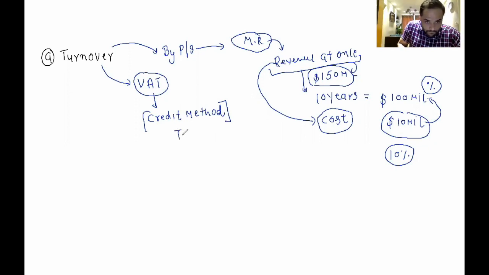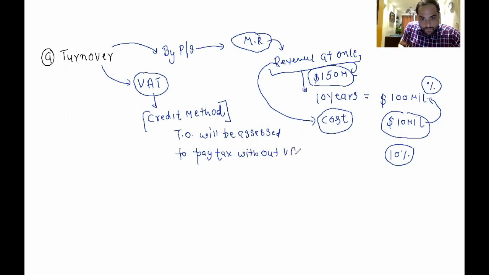in this case, that company's turnover will be assessed to pay tax without VAT, right? Without VAT, or excluding VAT. So VAT will be excluded from turnover. That amount will be excluded from turnover if we are applying the credit method to pay VAT.